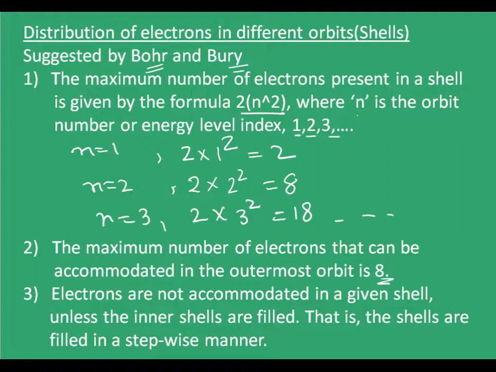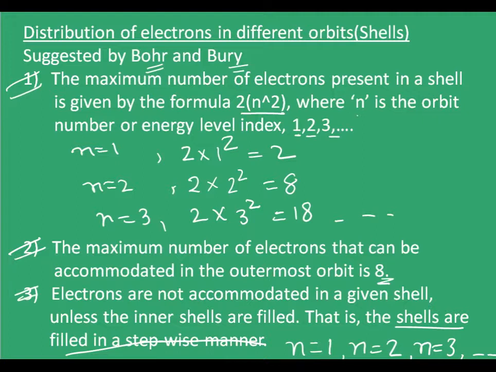The maximum number of electrons that can be accommodated in the outermost orbit is 8. Electrons are not accommodated in a given shell unless the inner shells are filled. That is, the shells are filled in a stepwise manner. First n equal to 1 will be filled, then n equal to 2 will be filled, then n equal to 3 will be filled, and so on. So these were the distribution of electrons in Bohr's model.